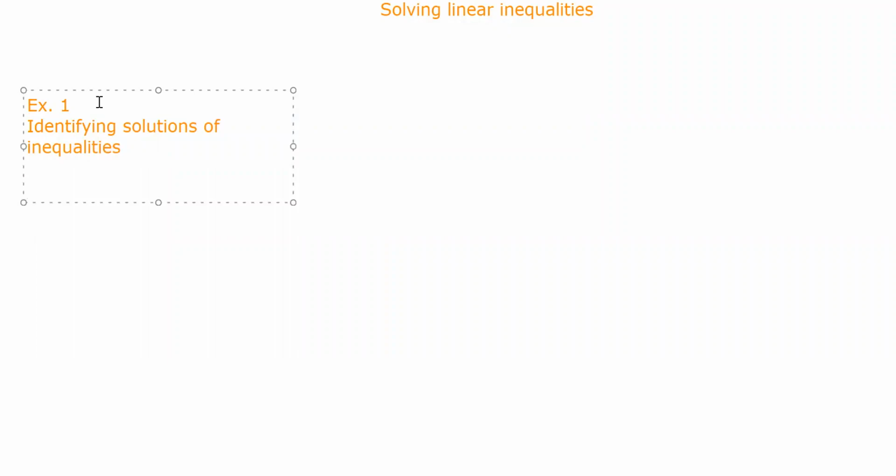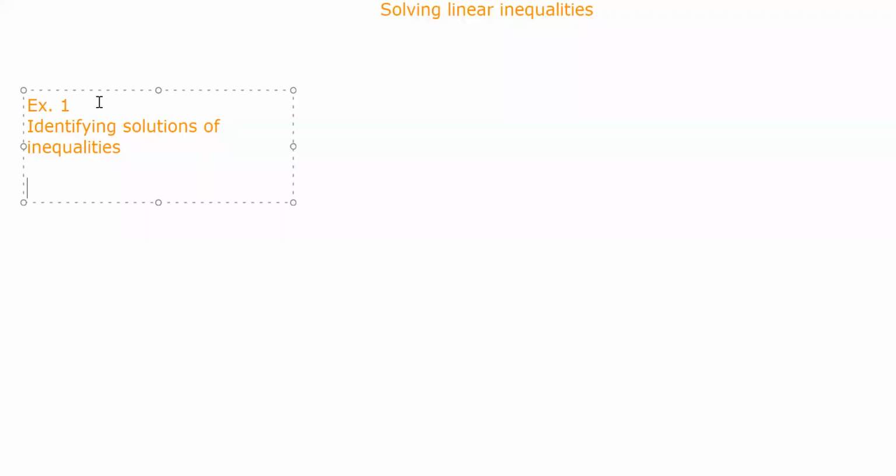Okay, then in the theory we have at the top of the page, a linear inequality is similar to a linear equation, but the equal sign is replaced with an inequality symbol. Remember, less than, greater than, less or equal, greater or equal. So a solution of a linear inequality is any ordered pair that makes the inequality true. We have 4 examples, so maybe today we can solve the first one and the second one.